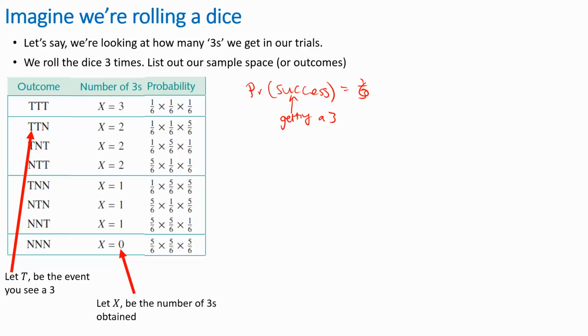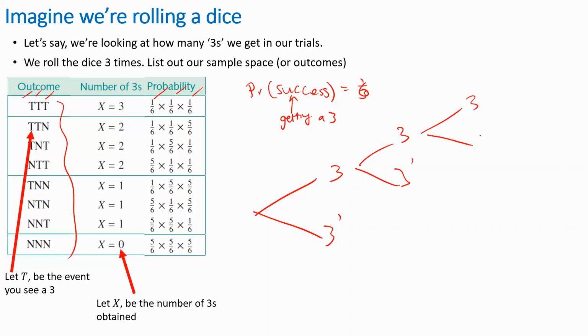Therefore, to answer the question, I'm going to get a 3 on all 3 trials. It makes sense: 1/6 times 1/6 times 1/6. Another way of thinking about it is a tree diagram, to show why you have 8 outcomes. You're saying get a 3 or don't get a 3, get a 3 or don't get a 3, get a 3 or don't get a 3. Why do you have 8 sample spaces? Because you've got 2 groups of 2 groups of 2 groups. So 2 times 2 times 2 is 8.